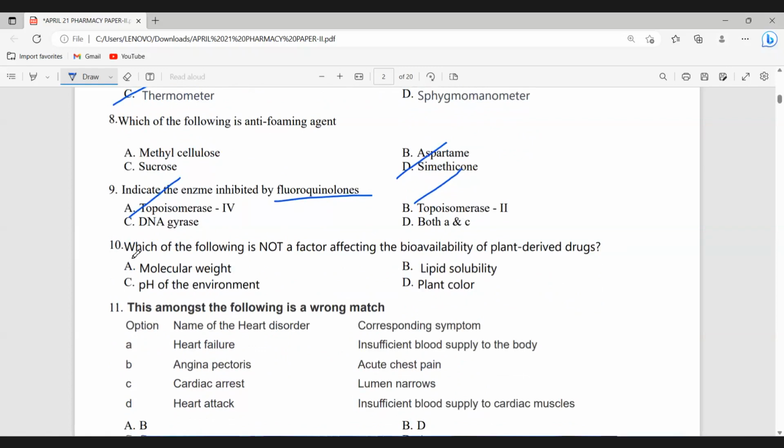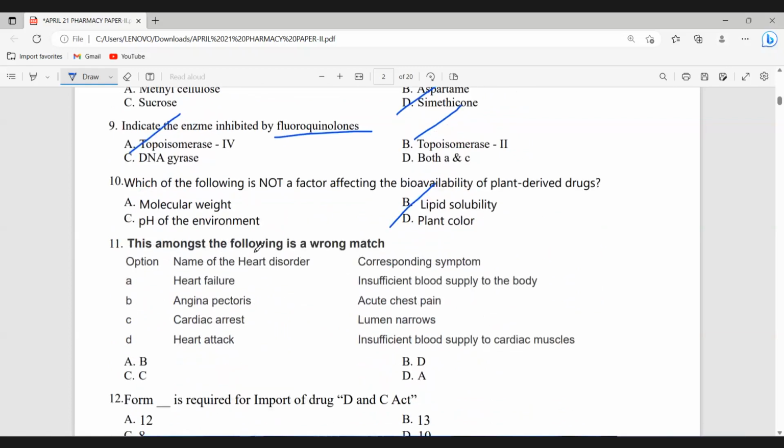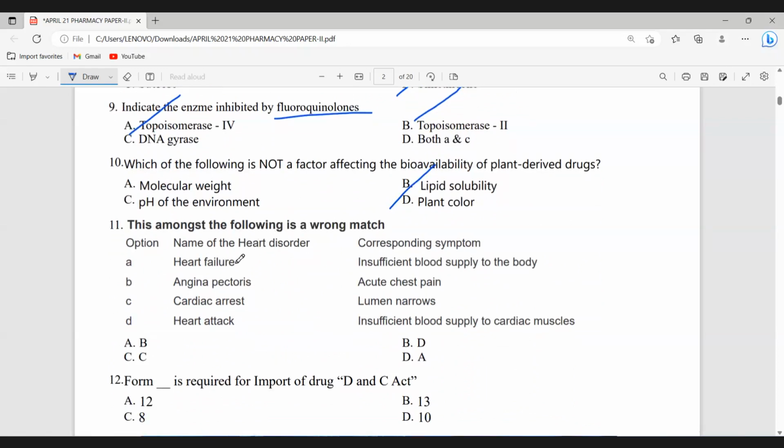Then the 10th question. Which of the following is not a factor affecting the bioavailability of plant-derived drugs? Even this is a direct question, that is plant color doesn't play any important role. Then the 11th question. Among the following, which is the wrong match? Heart failure due to insufficient blood supply, it is a correct match. Angina pectoris, acute chest pain, it is correct. But cardiac arrest, lumen narrows, it is wrong. Heart attack, insufficient blood supply to cardiac muscle, all are correct. But cardiac arrest, it is wrong.